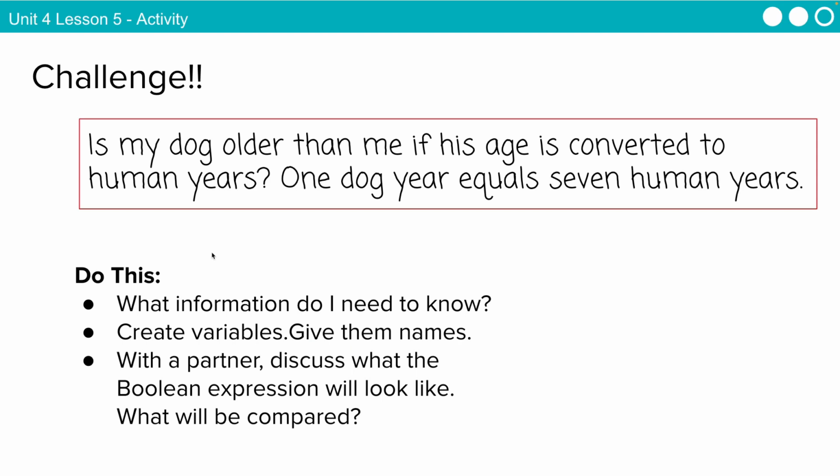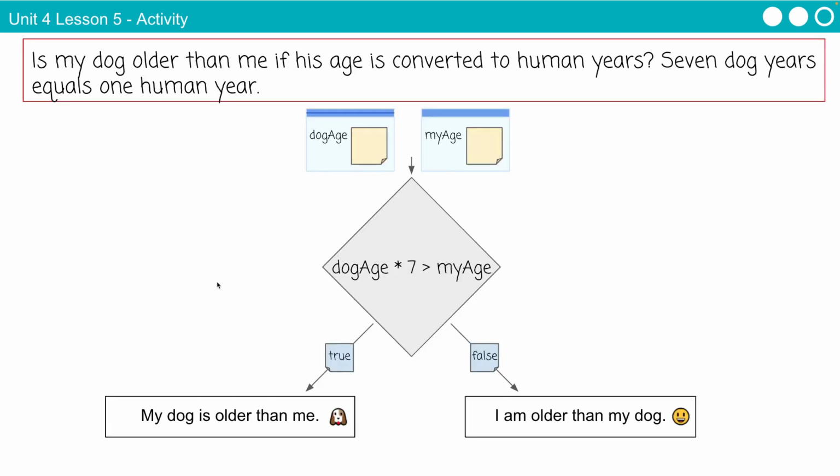So is my dog older than me if his age is converted to human years? 1 dog year equals 7 human years. Okay. So what pieces of information do I need to know? How, maybe we have dog age and my age. Let's take a look at what the next slide is. So here we are, dog age, my age. Dog age times 7. So if our dog is 1 times 7, is it greater than my age? No, it is not. Most of you guys are older than 7, I would assume.